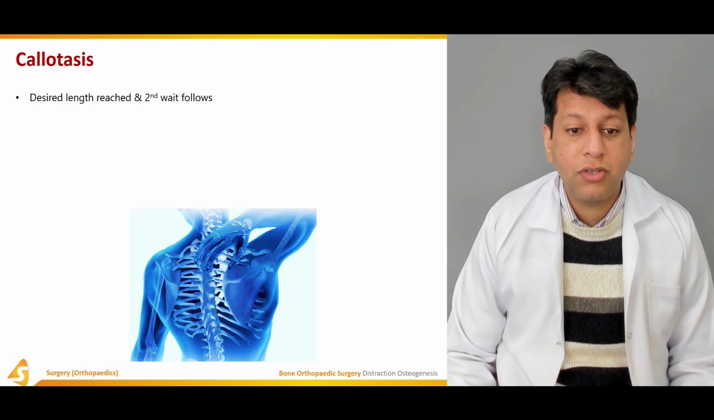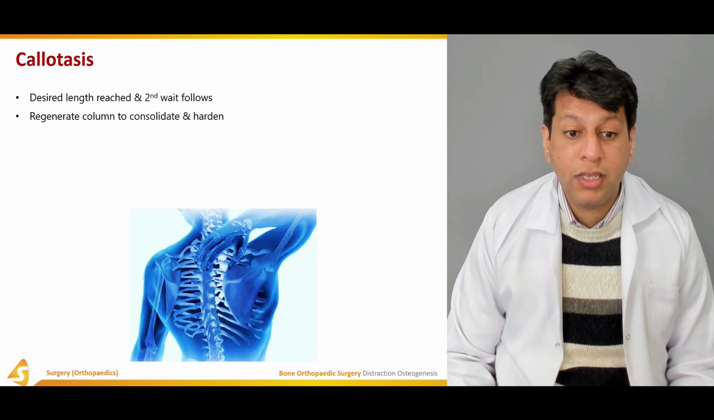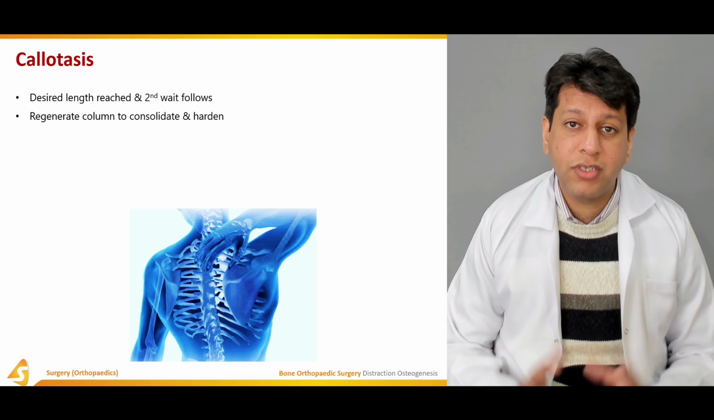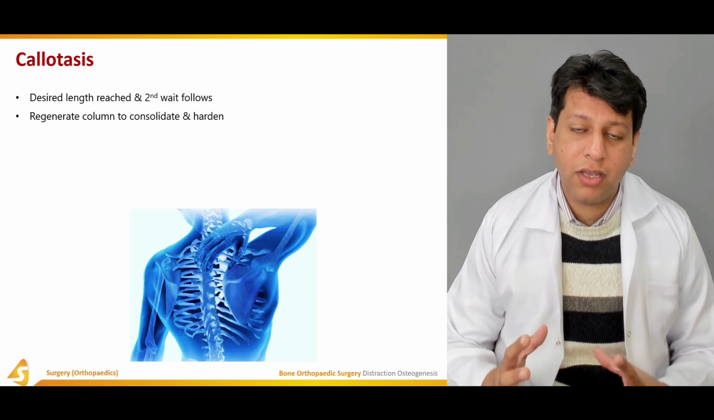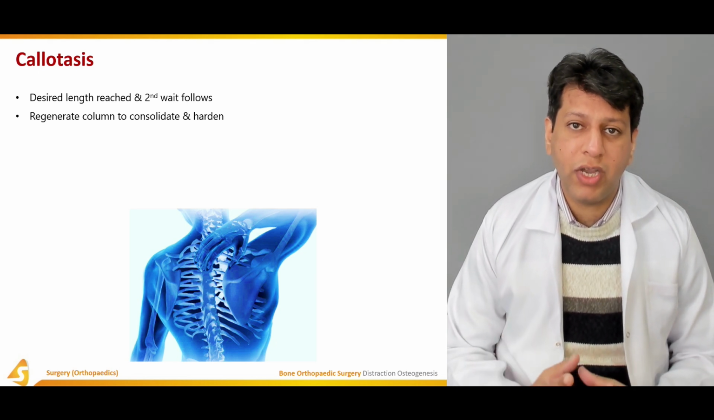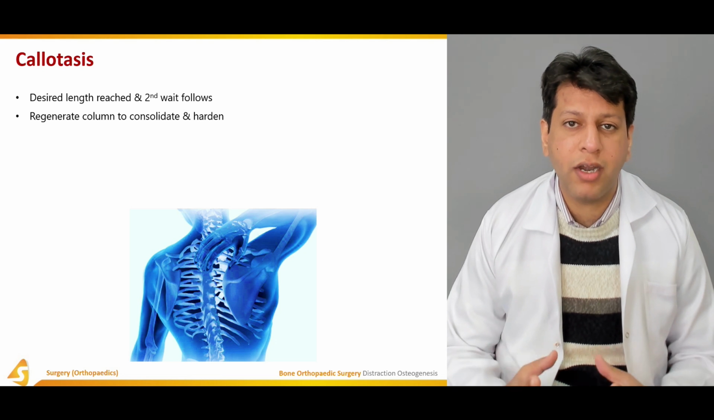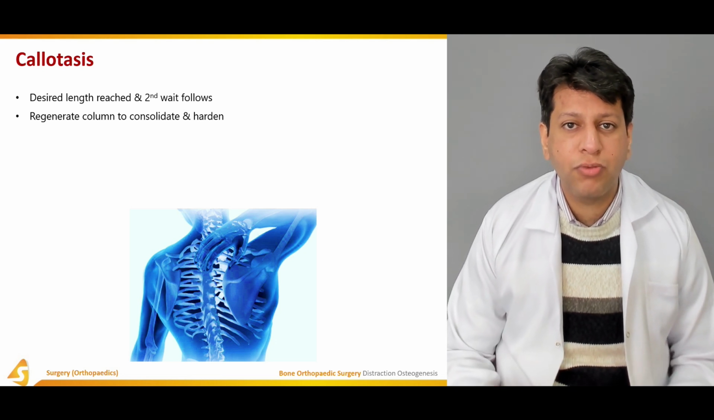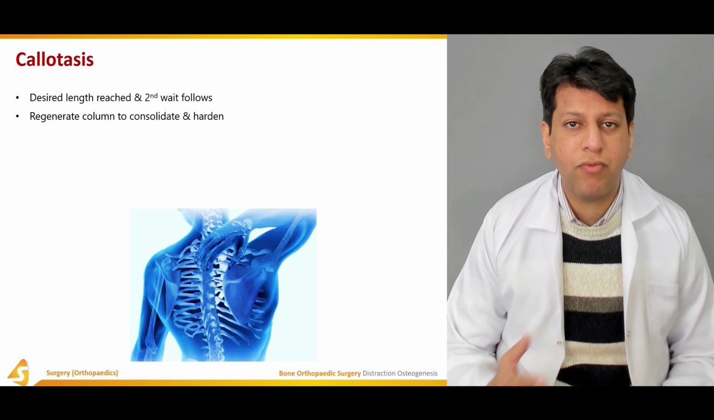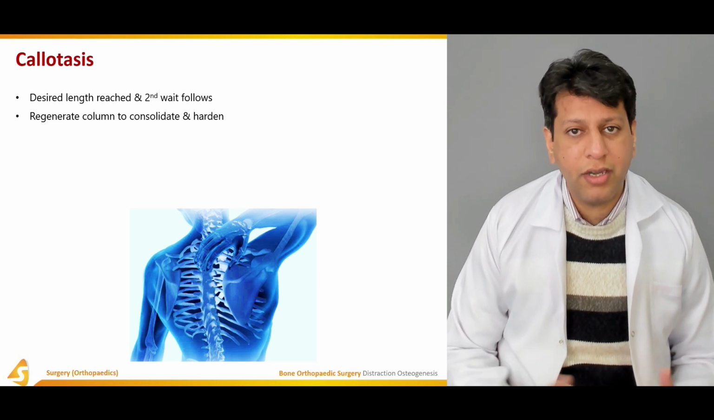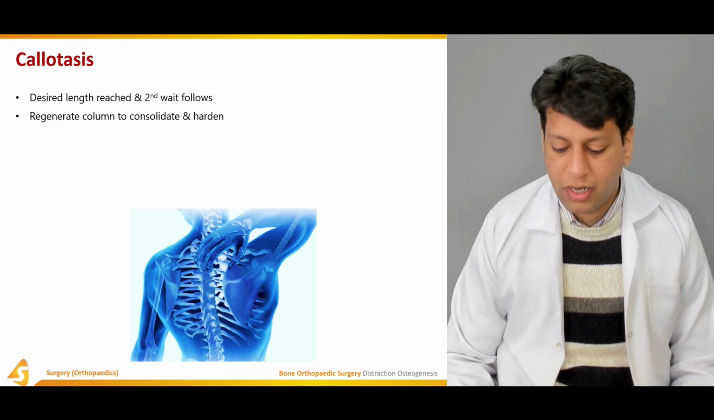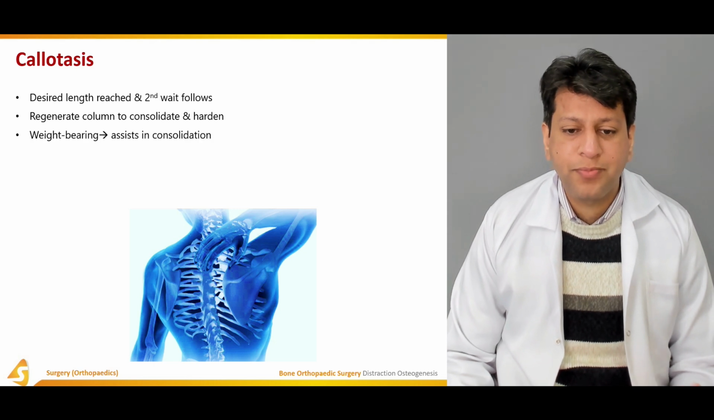Once the desired length is reached, the second phase follows. Then the regenerate column is to consolidate and harden. Once the soft callus is formed, we can wait for it to harden up to make a hard callus. Once hard callus is formed, this is a mature bone, then we can do another corticotomy and do further osteogenesis or distraction osteogenesis.